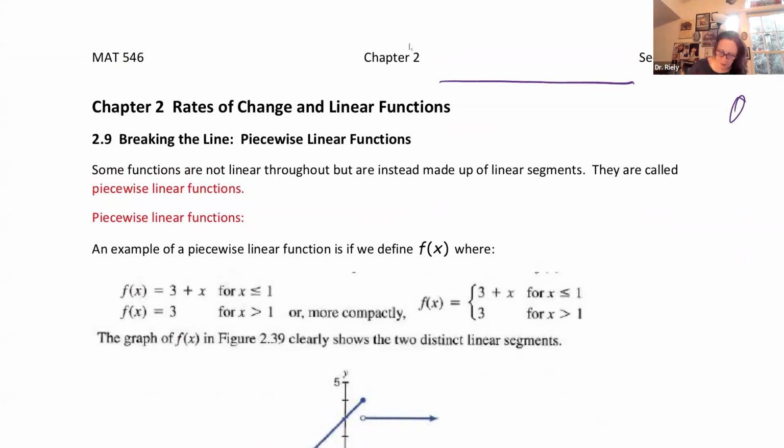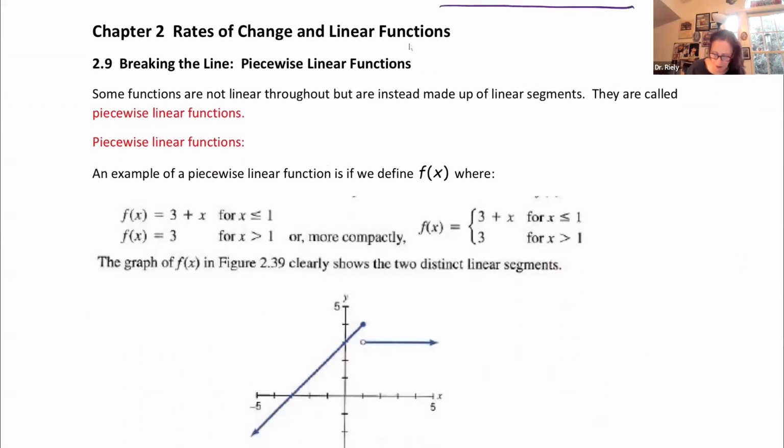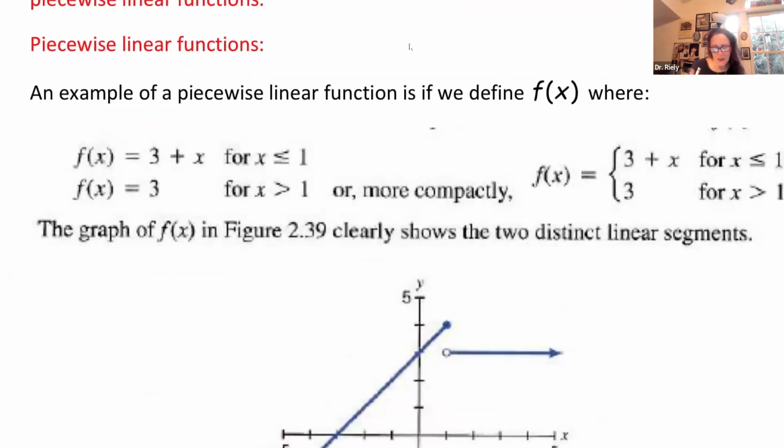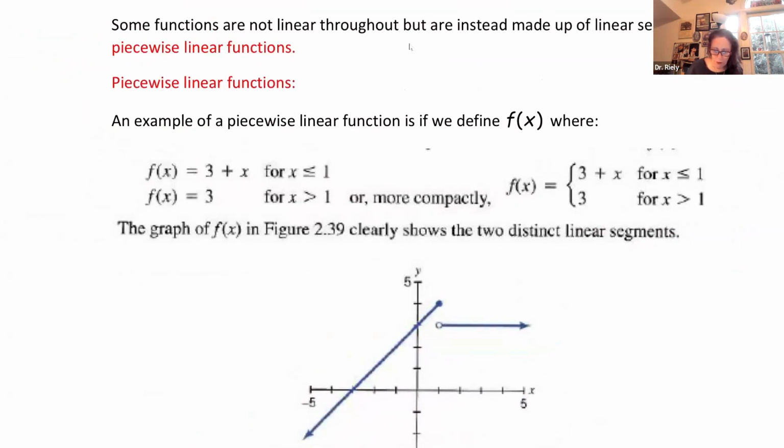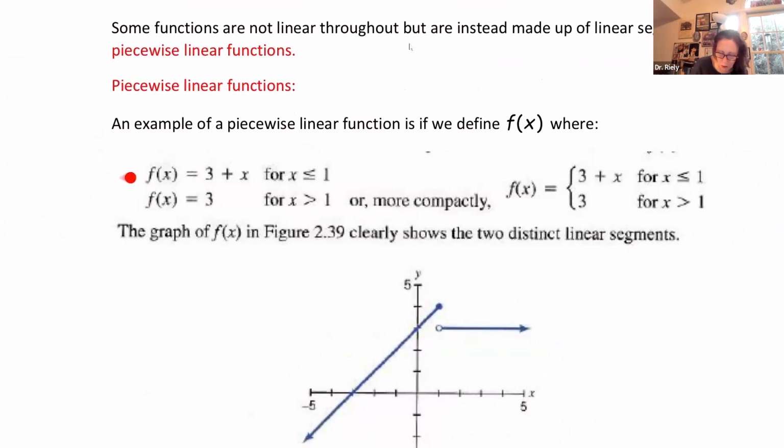So this is an example of what a piecewise linear function looks like. You can make it out of not only linear functions, but quadratics, absolute value, that kind of stuff. So you basically have two pieces. Here's one piece and here's a second piece. The way they differ is by these domain restrictions.